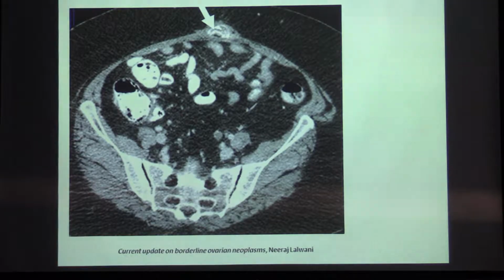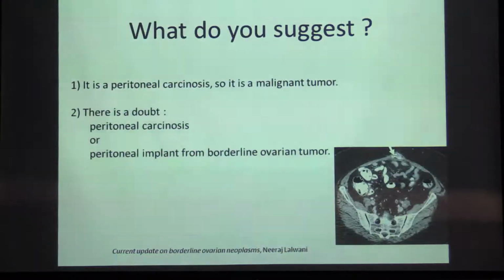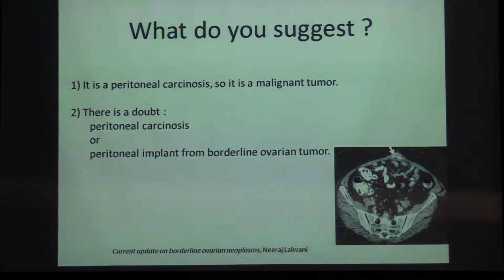Here is an axial CT scan through the pelvis. We can see a nodule here. What do you suggest? Is it a peritoneal carcinosis, so a malignant tumor, or is there a doubt? We don't know if it's a peritoneal carcinosis or a peritoneal implant from a borderline ovarian tumor.